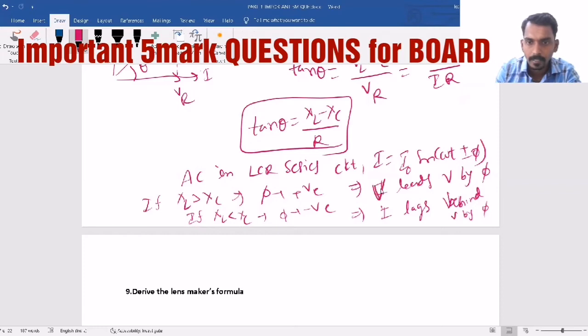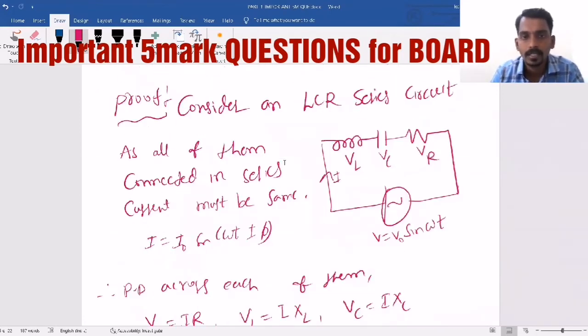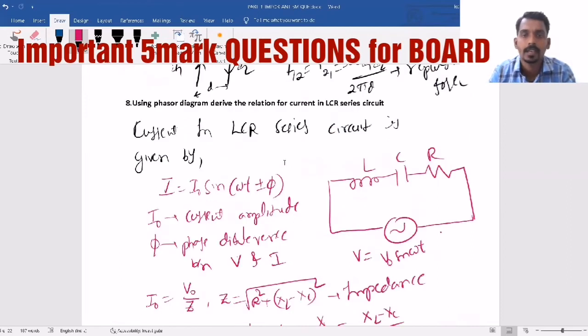voltage leads current by phi, then voltage lags behind current by phi. So when XL is greater than XC, meaning the inductor is dominant, then voltage leads. When the capacitor is dominant, then current leads. That is the conclusion. That is the derivation of the LCR series circuit using the phasor diagram. So a phasor diagram is nothing but a vector representation.